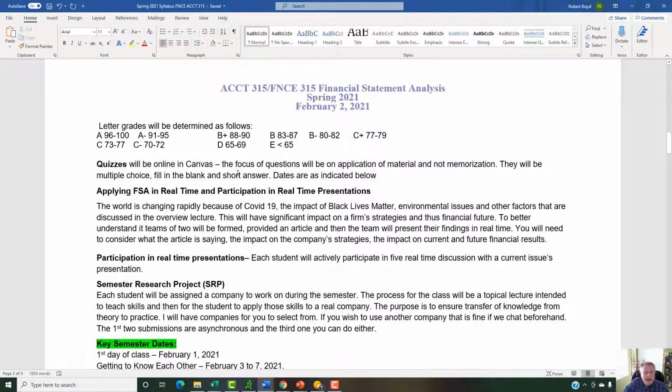Quizzes will be online in Canvas. Focus on application of material and not memorization. There are going to be multiple choice, fill in the blank, short answer. Dates are indicated below.